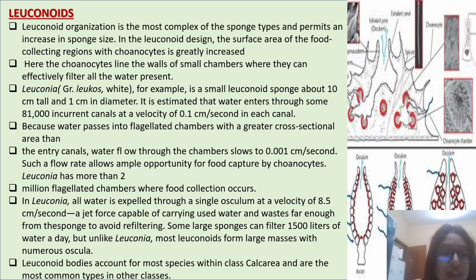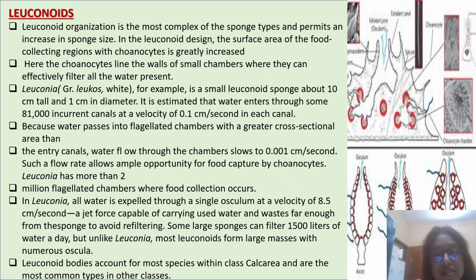Leuconia has more than 2 million flagellated chambers where food collection occurs. In Leuconia, all water is expelled through a single osculum at a velocity of 8.5 centimeters per second. A jet force carries used water far enough from the sponge to avoid refiltering.